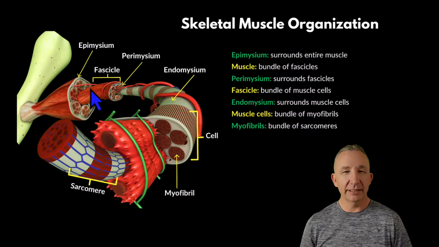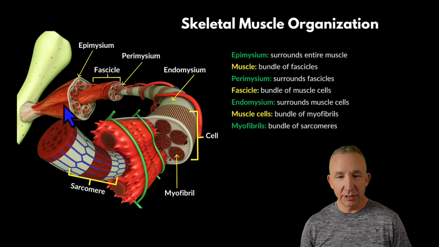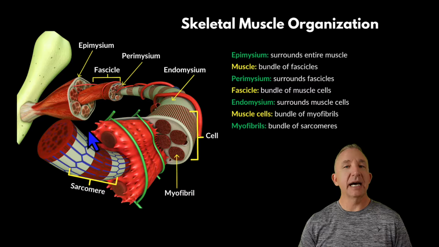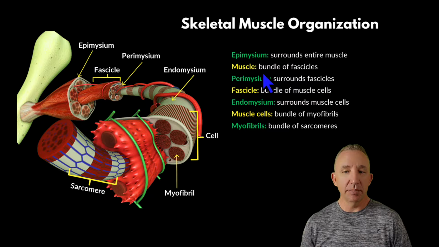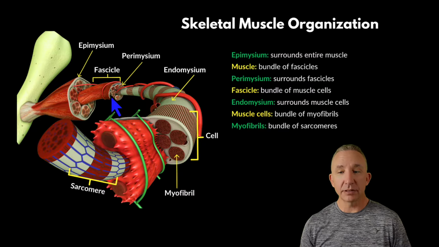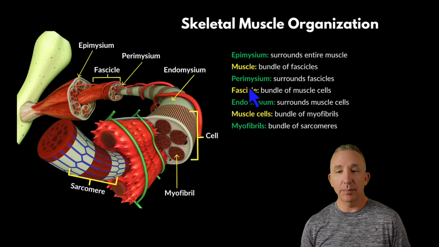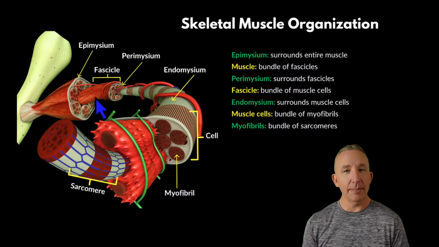So as I look at an entire skeletal muscle, it's surrounded by connective tissue, and this is dense, irregular connective tissue called the epimysium. So epimysium is a connective tissue wrapping that's going to wrap the entire muscle. So then we look at, okay, what's a muscle? A muscle is a bundle of fascicles. I put a bunch of fascicles together and I get a muscle. I'm going to wrap each one of those fascicles with more connective tissue that we call perimysium. So perimysium wraps a fascicle. Put a bunch of fascicles together, I get a skeletal muscle, and I wrap it with epimysium.